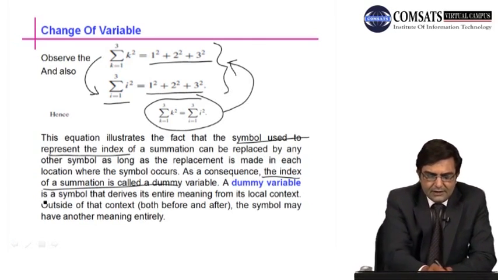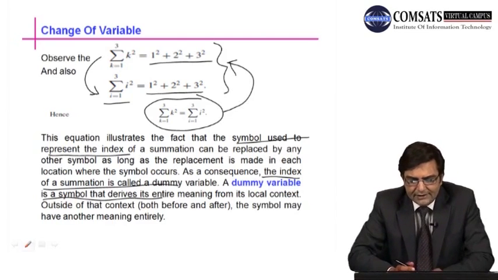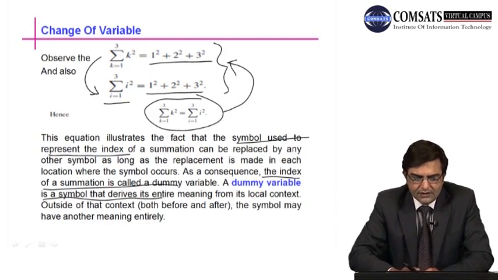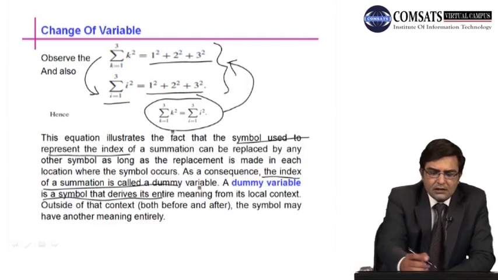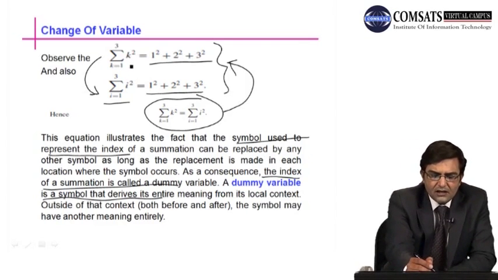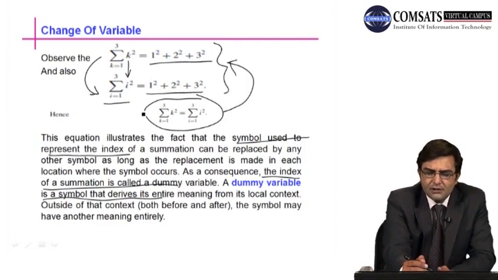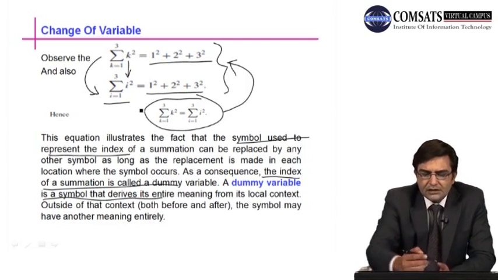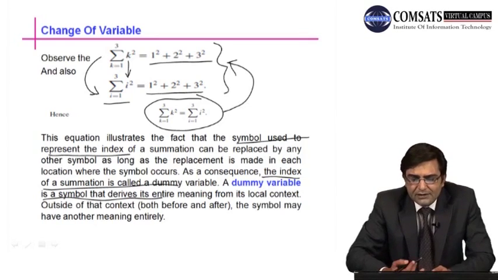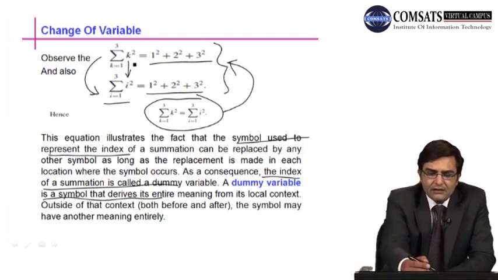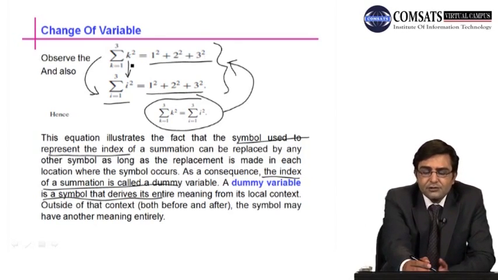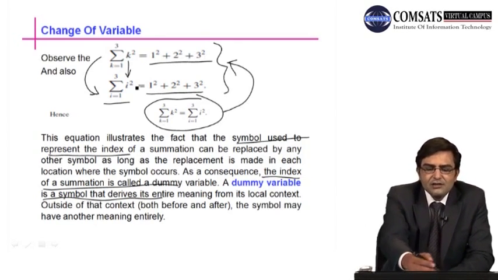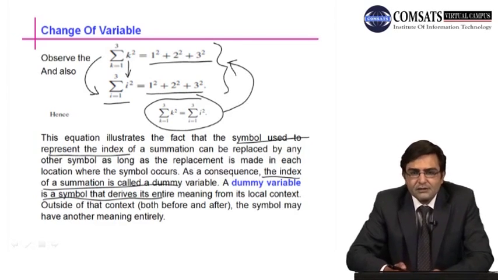A dummy variable is the symbol that derives its entire meaning from its local context. Out of that context, the symbol may have another meaning entirely. Means here we can use any variable. The variable doesn't matter here. If we use k here we get the same answer, if we use j here we get the same answer. So such variables in the summation are basically called dummy variables.